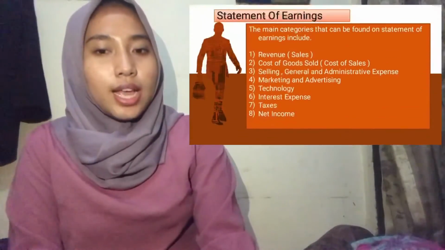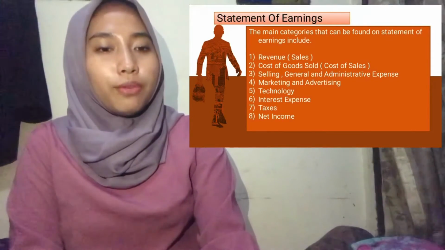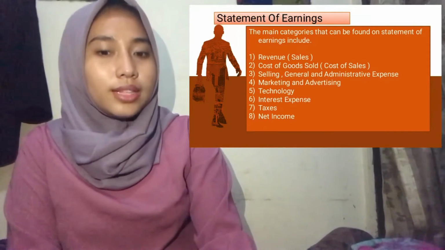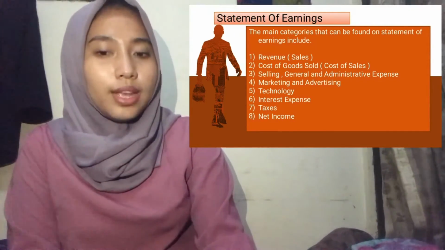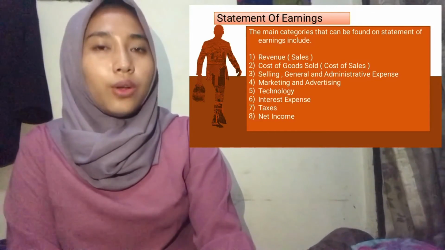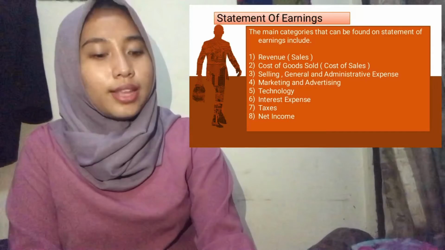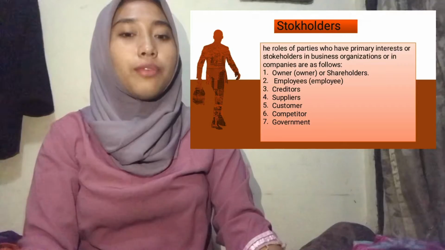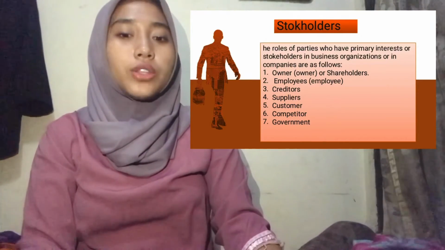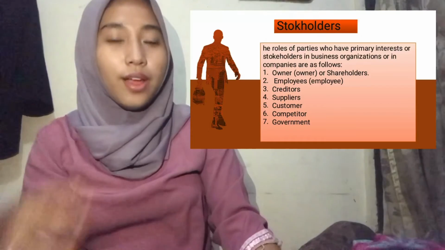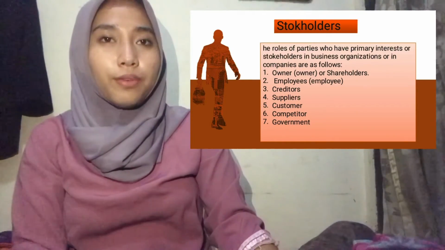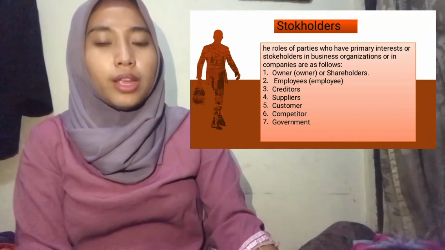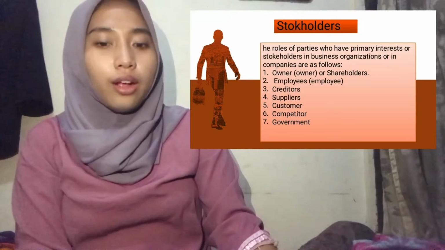Statement of earnings. The main categories that can be found on the statement of earnings include revenue, cost of goods sold, selling, general and administrative expense, marketing and advertising, technology, interest expense, tax, and net income. Stakeholders. The parties who have a primary interest in a business organization are as follows: owners or shareholders, employees, creditors, suppliers, customers, competitors, government.